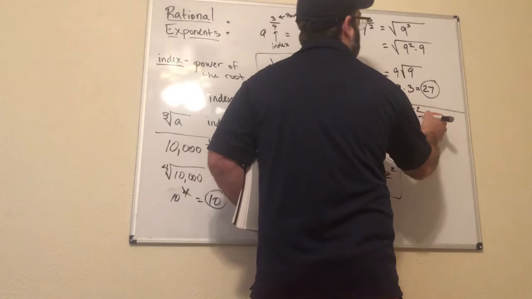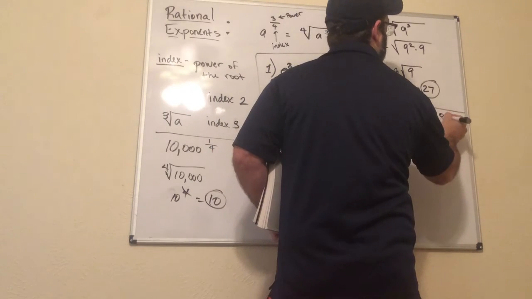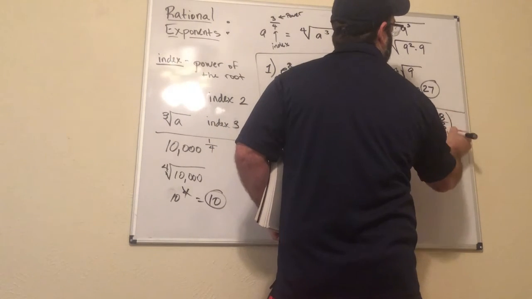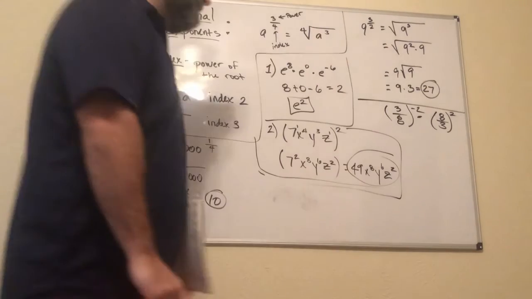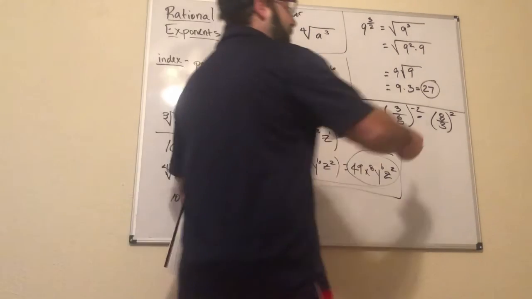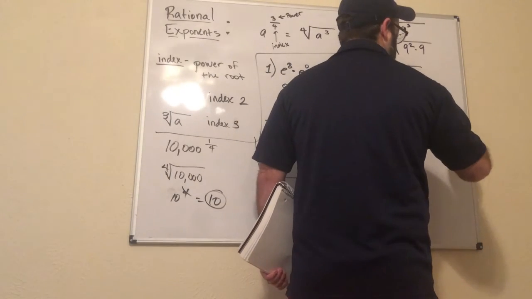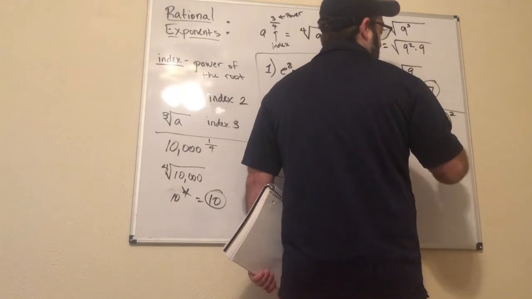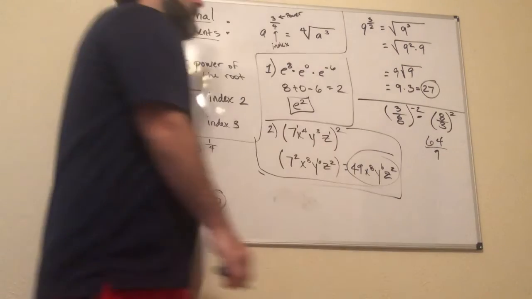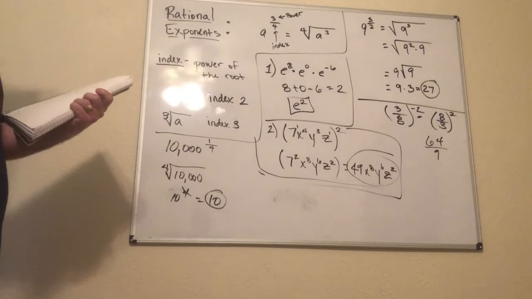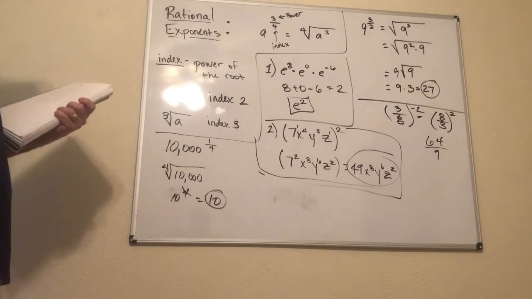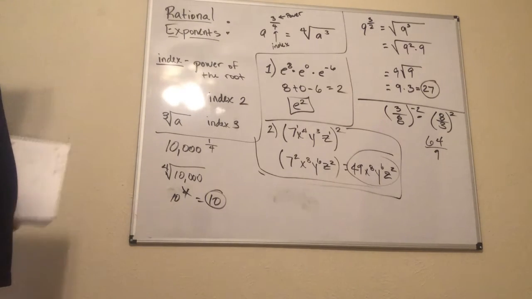It's going to flip our fraction, so this is going to be equal to 8/3, and we're going to square it. So now we just square both. 8 squared is 64, 3 squared is 9, and so our answer there is 64/9. Okay.